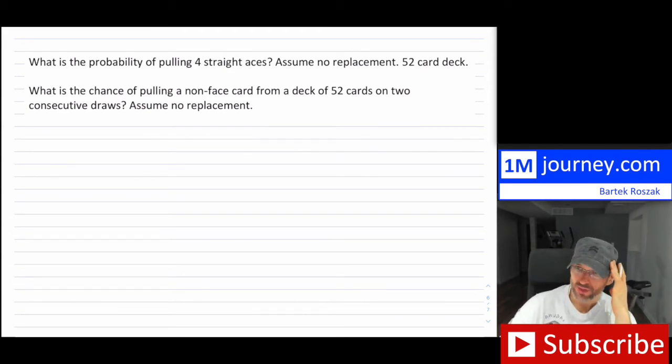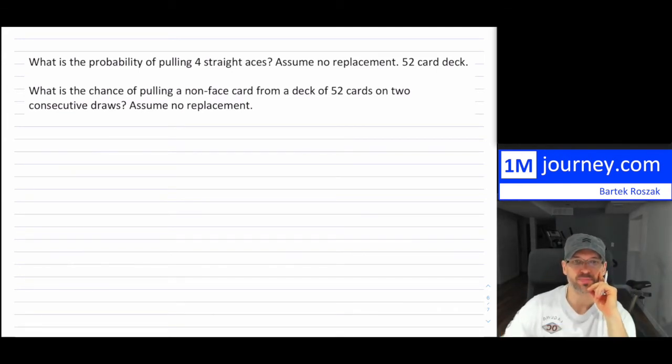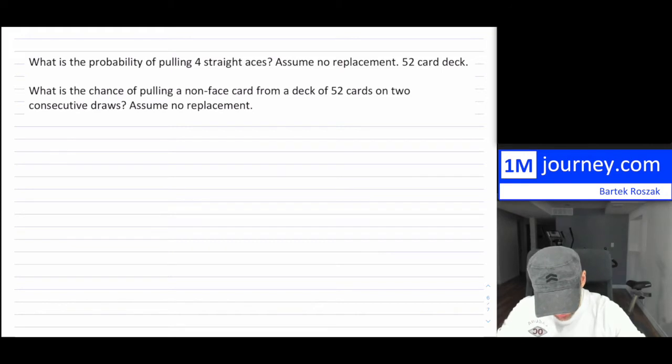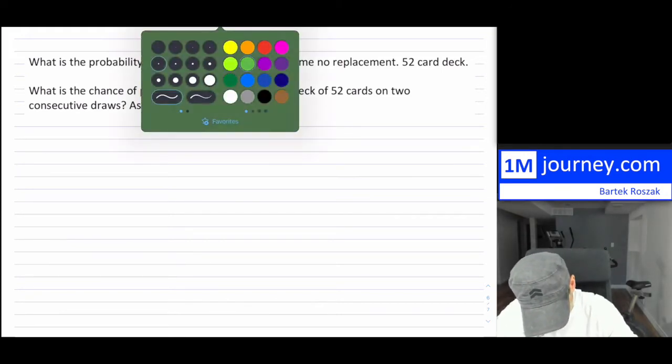What is the probability of pulling 4 straight aces? Assume no replacement, and there's a 52 card deck. If you are trying to pull 4 straight aces, good luck, with no replacements. This is how we could solve this particular problem.